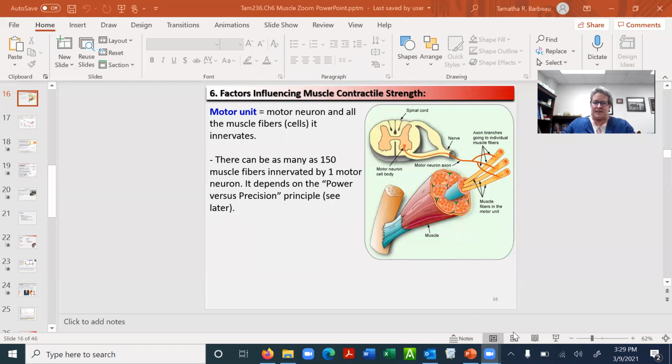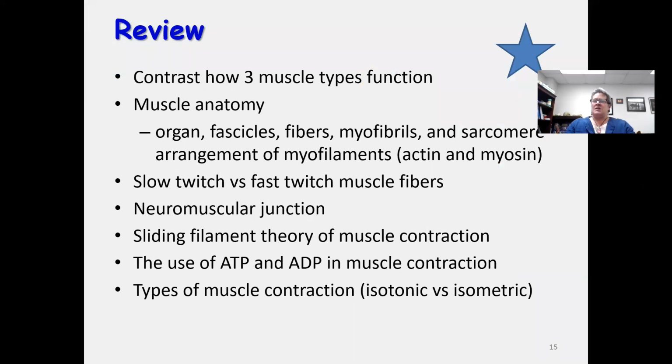Okay, the last time that we were in lecture for this chapter, we covered different muscle types in the body, muscle anatomy, different types of muscle fibers, the definition of the neuromuscular junction, and then we looked into the sliding filament theory of muscle contraction, including the role of ATP and ADP.